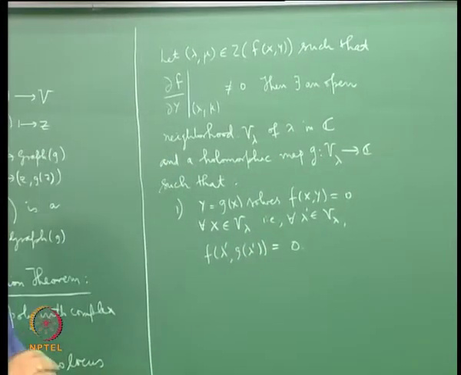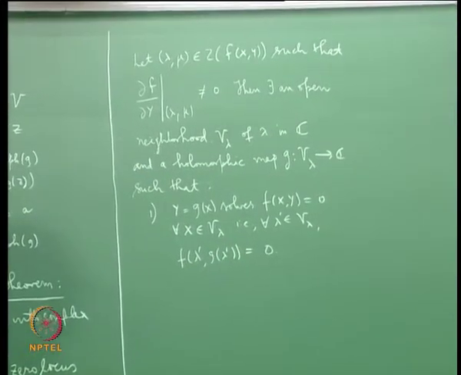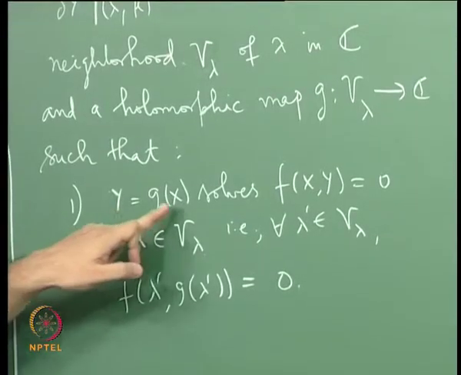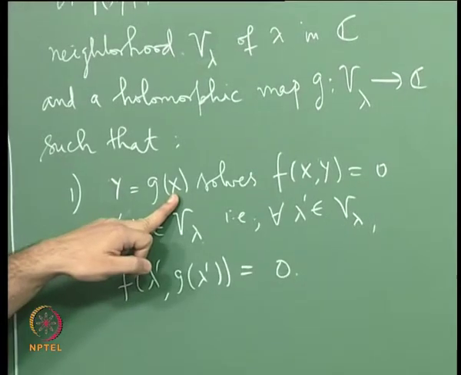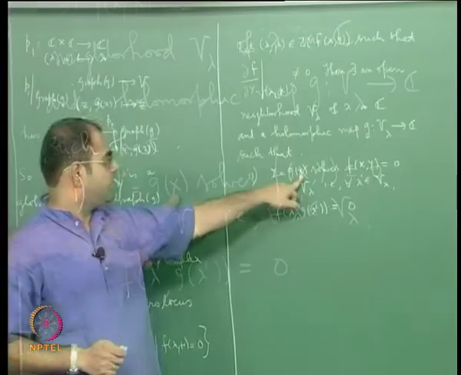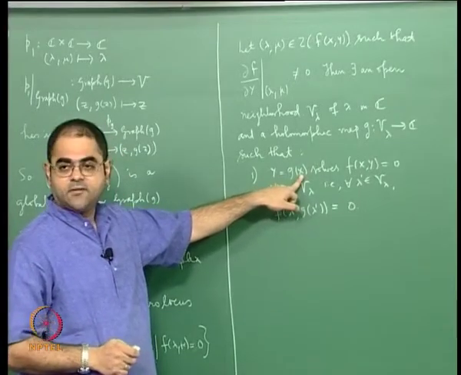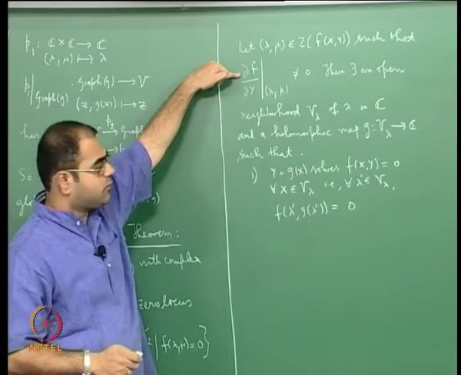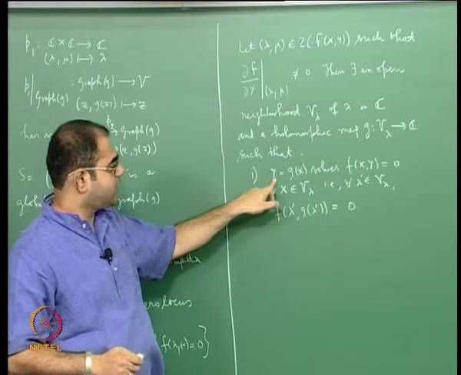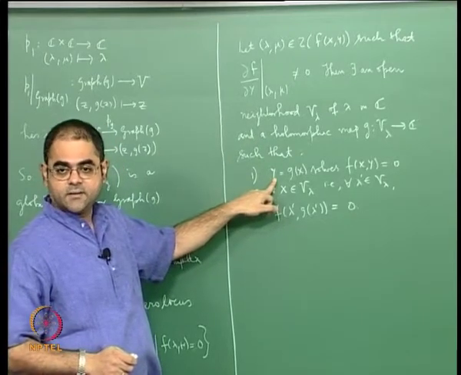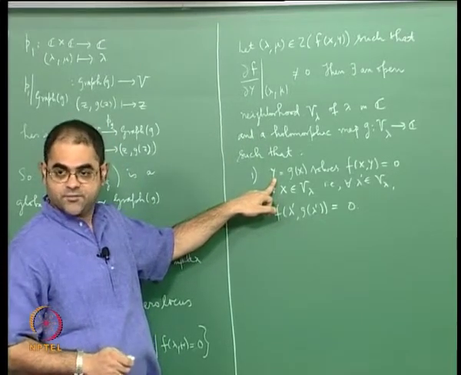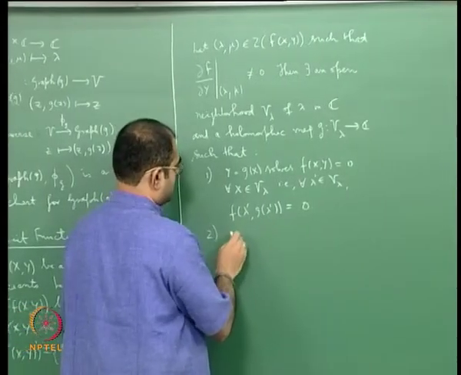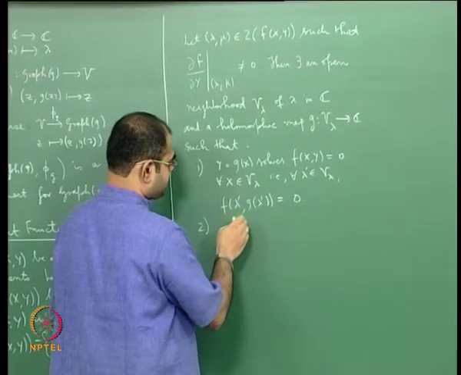This is the implicit equation being solved by an explicit equation in a neighborhood of the point where the partial derivative with respect to the explicit dependent variable is non-zero. Okay, the second condition is, of course, what will happen.